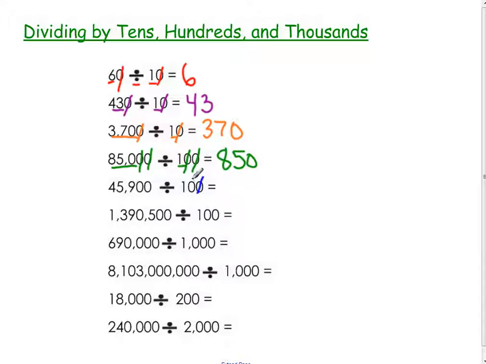Cross off 2 zeros in the divisor, then you need to cross off 2 zeros in the dividend. What's left over is 459 divided by 1, which is 459. Cross off 2 zeros in the divisor, cross off 2 zeros in the dividend. What's left over is 13,905 divided by 1, which is 13,905.